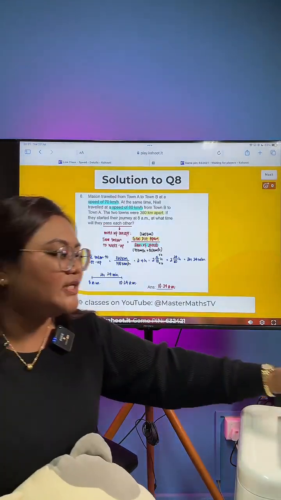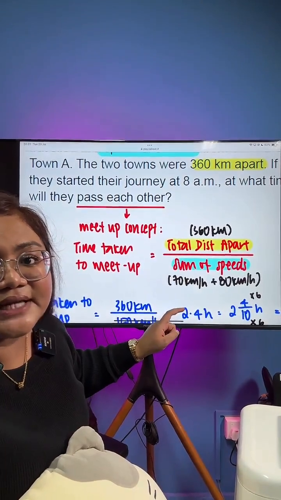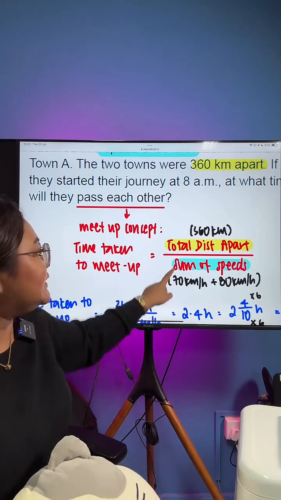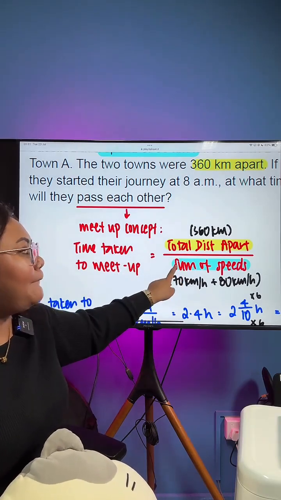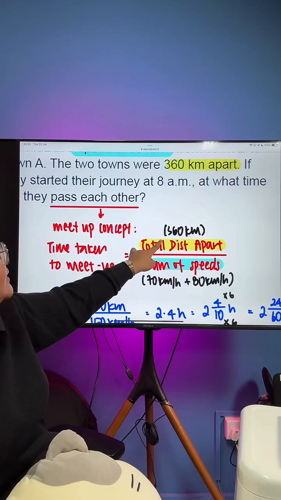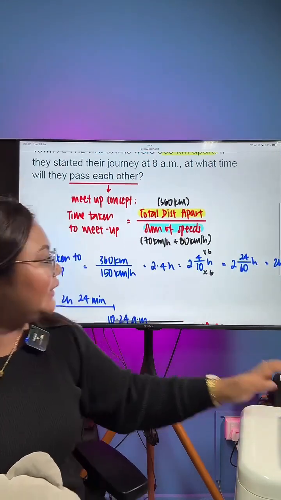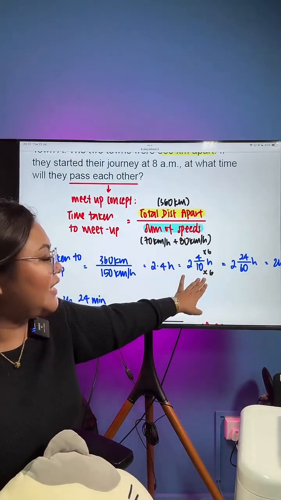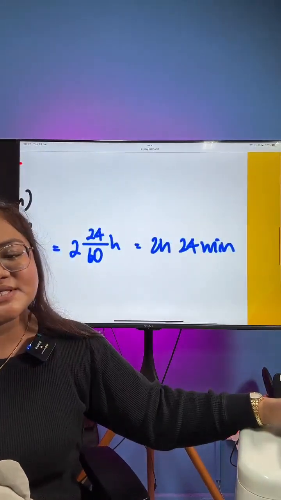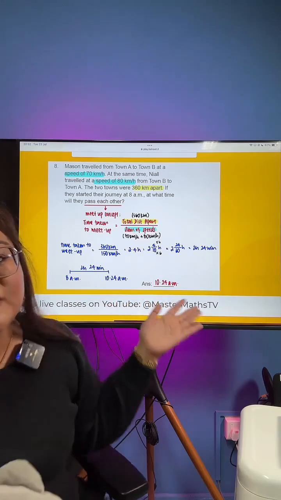Let me share with you the solution. Just now, to catch up, it was the difference in speeds. This time round, to meet up, it will be the sum of the speeds. So you just memorize this formula. The total distance apart is 360 km, and the sum of speeds is 150. When we divide, we get 2.4 hours, which is 2 and 4 out of 10, which is 2 and 24 out of 60 hours, which is 2 hours, 24 minutes. So from 8 a.m., 2 hours, 24 minutes later, you will reach 10:24 a.m.